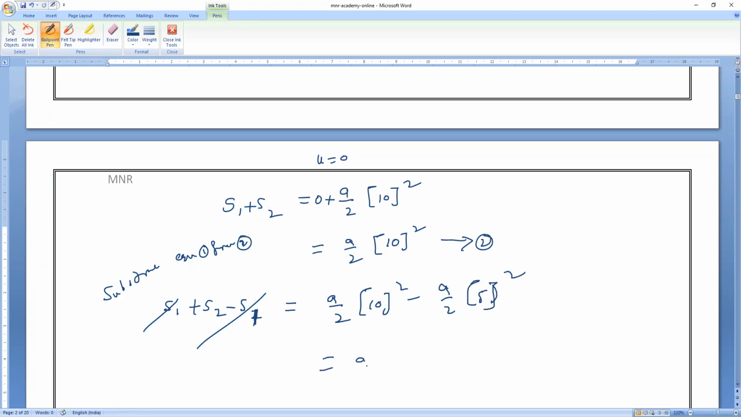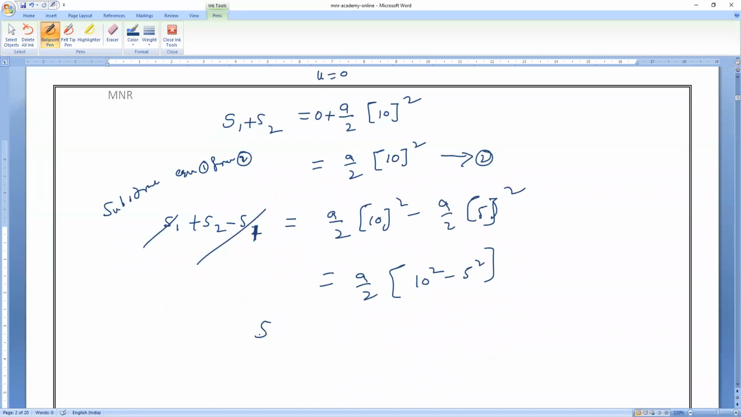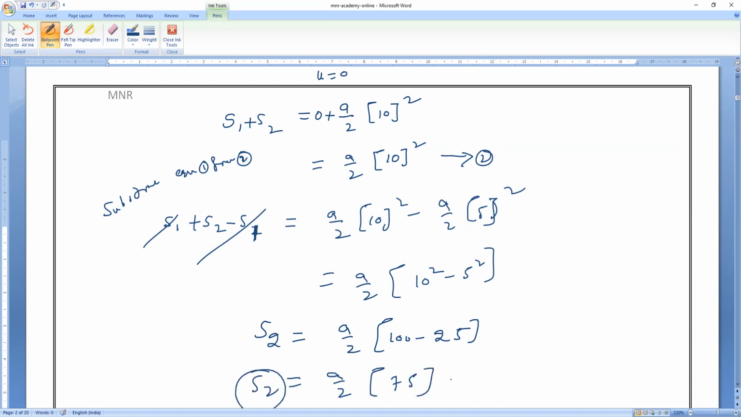Which is equals to, A by 2 is common. So A by 2 is common means I will take 10 square minus 5 square. So how much is S2? S2 is equals to A by 2 into 100 minus 25, which is A by 2 into 75. So that is the S2 distance.